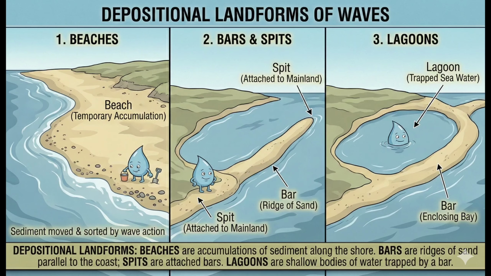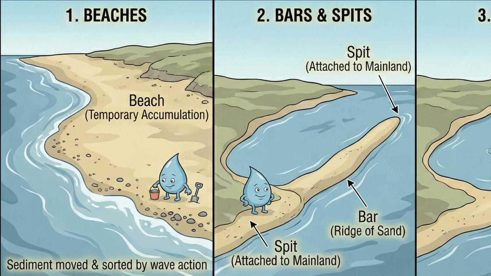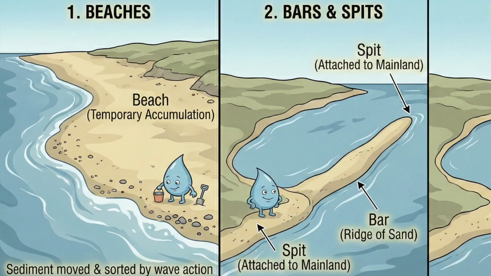Depositional landforms of waves. 1. Beaches. These are temporary accumulations of sand, gravel, or pebbles along the shore. Sediment is moved and sorted by wave action, often shifting seasonally.